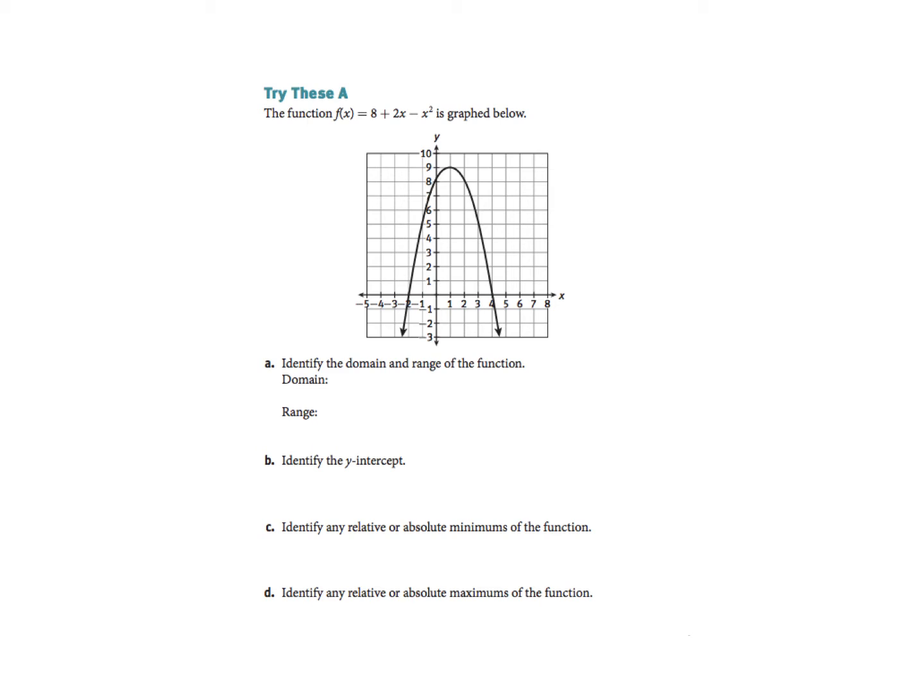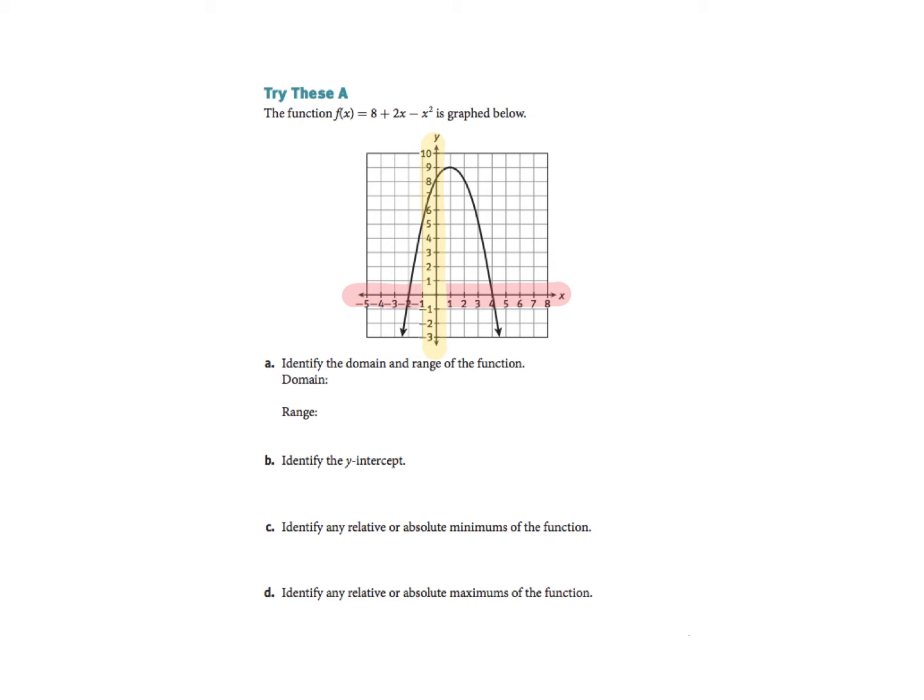Go ahead and look at the example under Try These A, where we have the function f of x equals 8 plus 2x minus x squared graphed below. We're going to see later on in the year what this graph looks like. But for now, we're going to identify the domain and range of the function. Remember, domain is looking at our possible x values, and range is looking at our possible y values. I have the domain highlighted in red and the range highlighted in yellow.